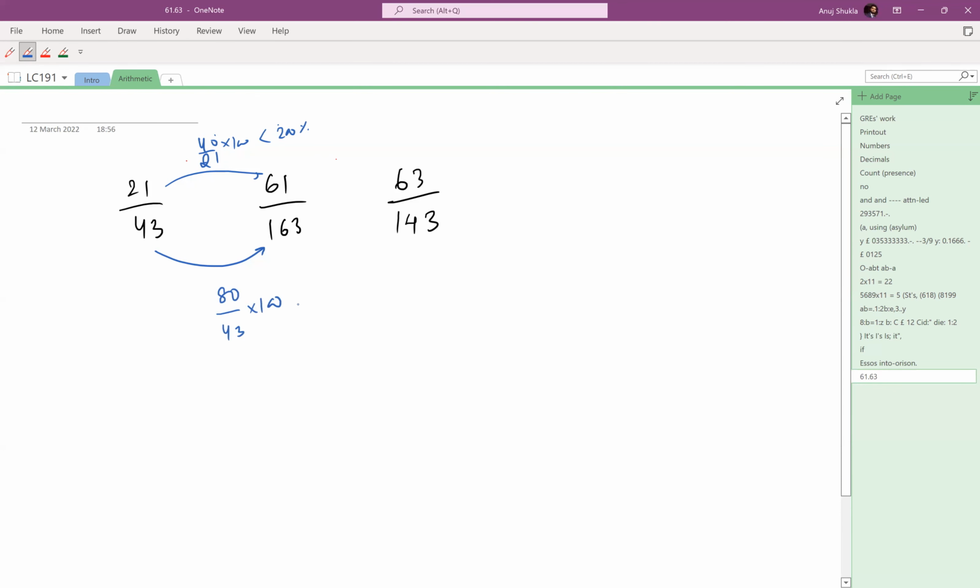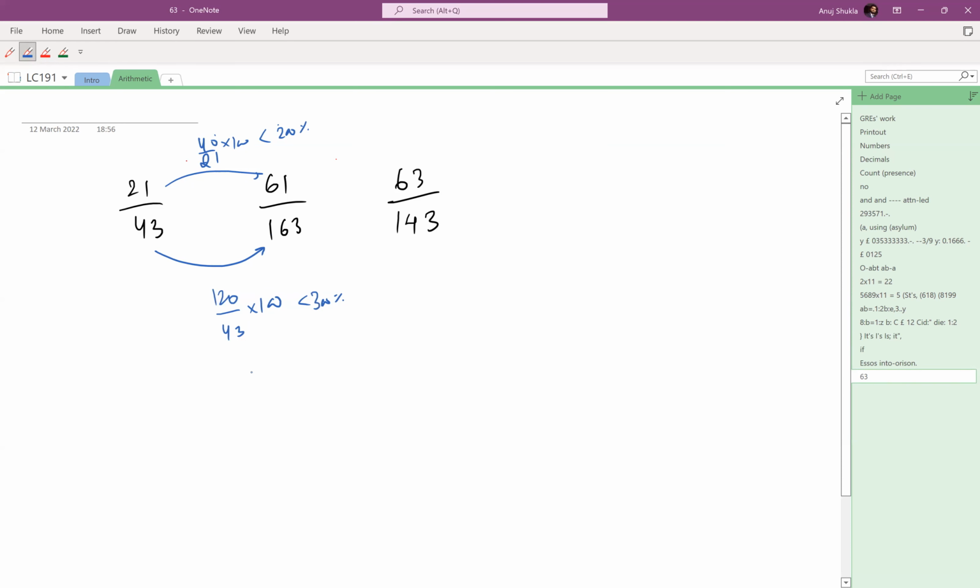Now you should know, this is also less than 200%. Yes or no? Both are less than 200%. That should be 120, right? 120 by 43. Yeah, sorry, it is 120. So this is 120 divided by 40. So this will be approximately less than 300%.